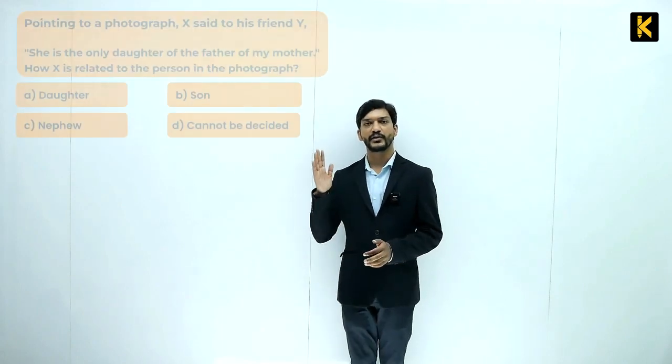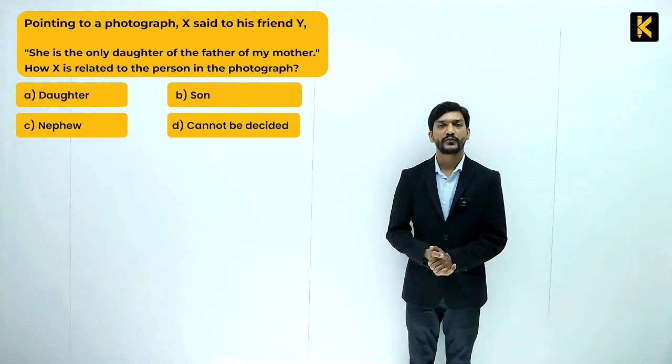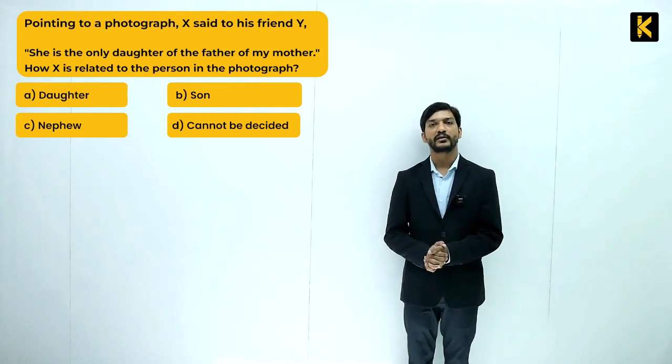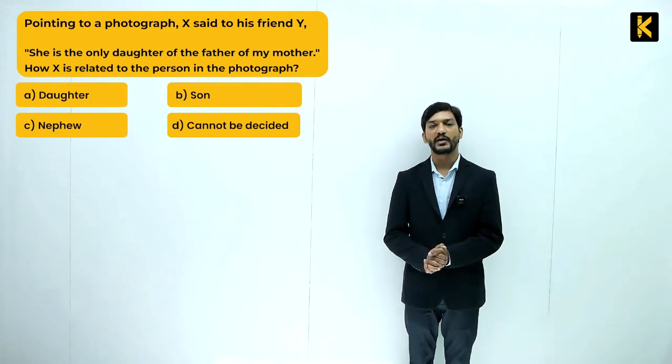Alright students, so moving on to the next question. Please read the question on your screen. The question is, pointing to a photograph, X said to his friend Y that she is the only daughter of the father of my mother. So the question is, how is X related to the person in the photograph?